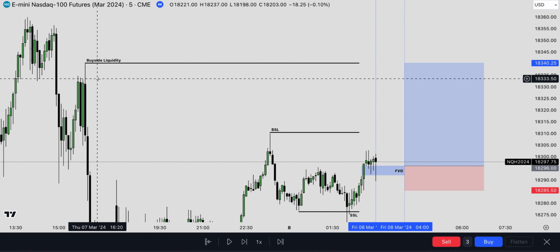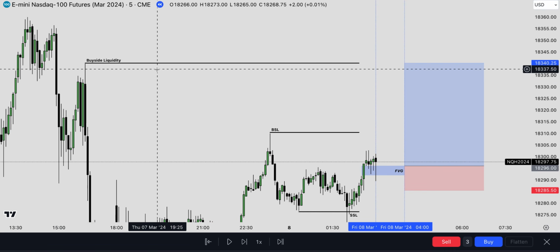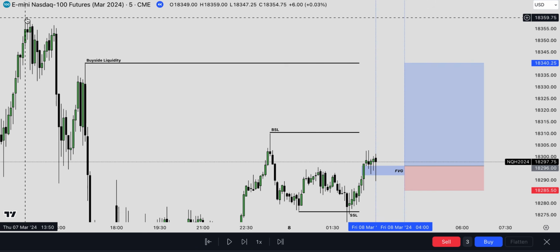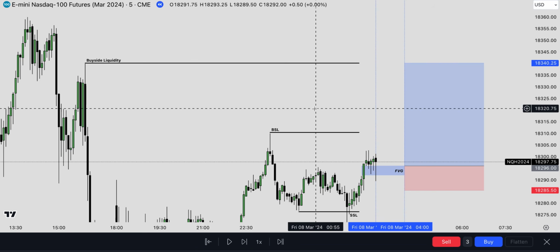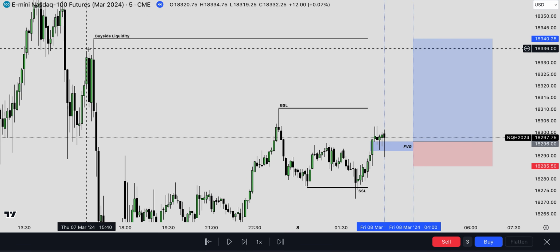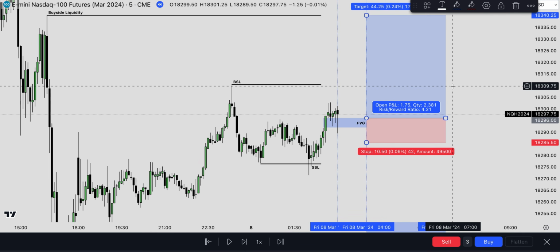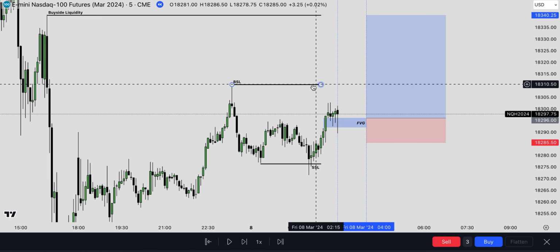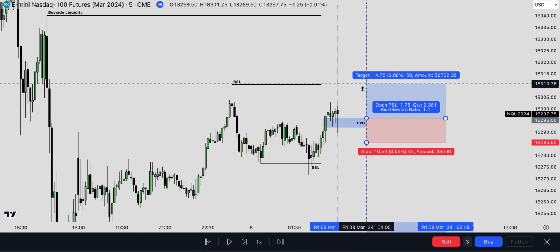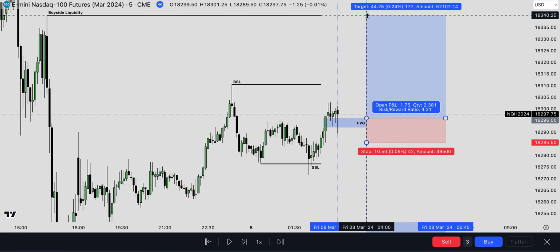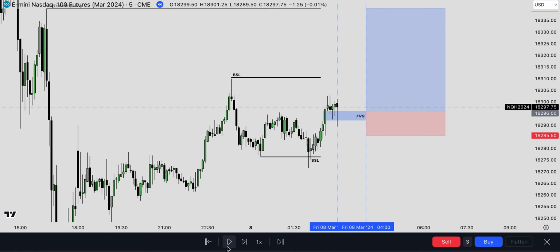However, you can always take partial profits and leave one contract, leave a runner to see if price can hit these highs here. Me personally, I'm going to be taking off most of my position here. Okay, so let's see how this plays out. This is an easy 1 to 4 risk to reward. You can take some partial profits at this buy side here if you'd like. That is up to you guys. So let's see how that plays out.